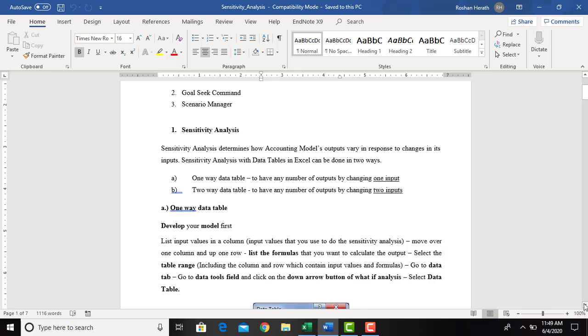The first one, one-way data table. As explained over here, in a one-way data table, you can see the impact that it has on the output or outputs when there is a change in one input. This is the most important feature. In a one-way data table, when there is a change in one input, you can see the effect that it has on the output or outputs.